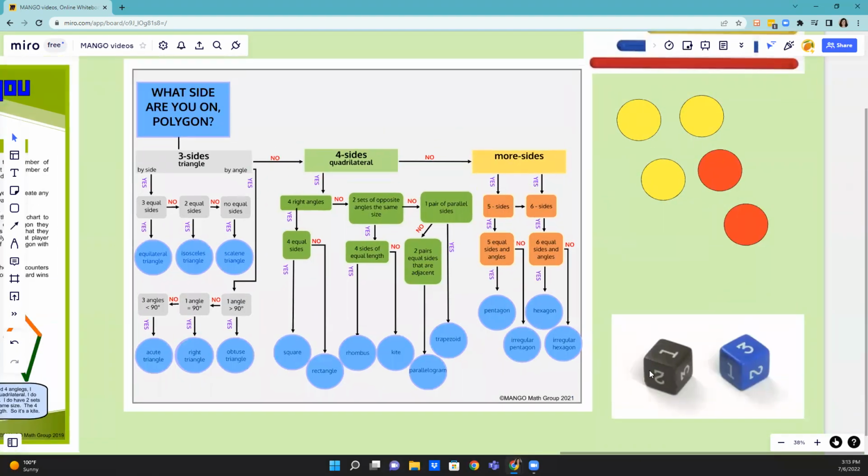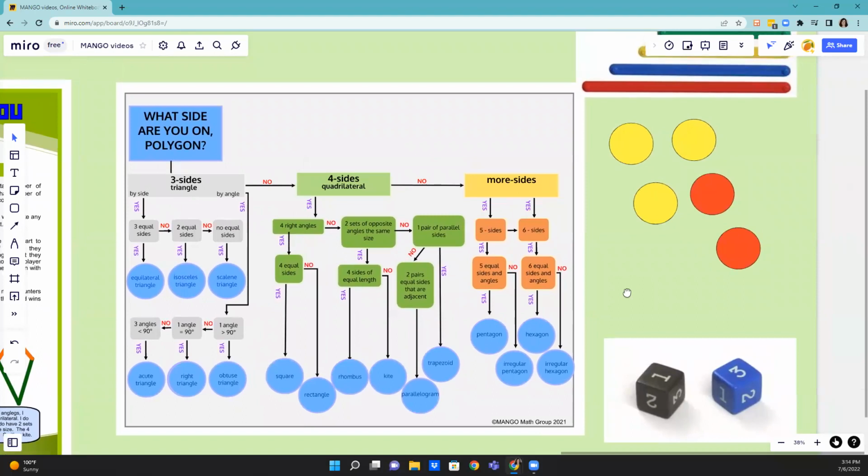And they'll also have 2 dice that are numbered 1 to 3. The dice will be rolled first, and the students will add those 2 numbers together to determine how many sides their polygon will have. Know that if you roll 2 ones, you'll get the answer of 2, and there are no polygons that have 2 sides, so you are to roll again. So let's say you rolled this 1 and the 3, and you add that up and you have 4.